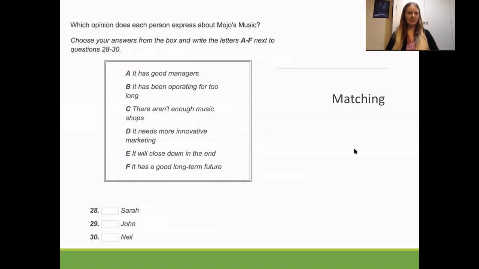For matching, once again, which opinion does each person express about Mojo's music? Choose your answers from the box and write the letters A to F next to questions 28 to 30. So it gives all of these options. It has good managers. It has been operating for too long. There aren't enough music shops, etc. And then you have to match them with the person who said them. So you'll be listening to these people give their opinions, or you could be listening to one person explain about these people's different opinions. And you just have to match them.